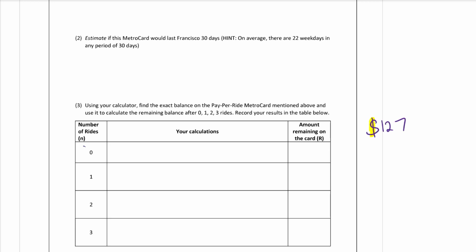And then it says number of rides. All right, so if we do not use a card at all, so we start with the initial balance, they ask us to do R, probably for the remaining balance. We can just go ahead and say, okay, 127. You take one ride, your balance goes down by $2.75, right? You take another one, every time you swipe, it's basically decreased by $2.75. So let's grab our calculator and fill out this short table.